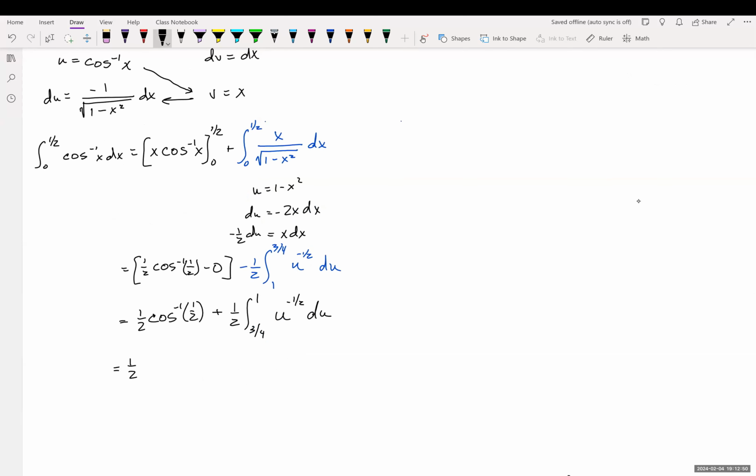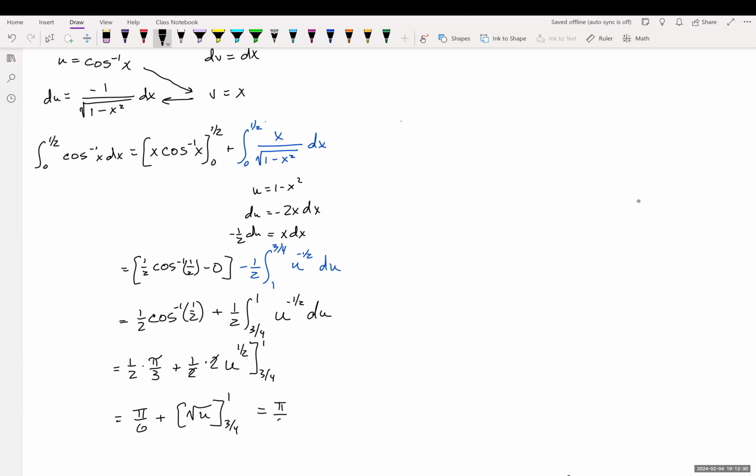So we have 1/2 cosine inverse of 1/2 is pi over 3. And then we have 1/2. We're adding 1 to our exponent there to get a 1/2 here, and I think we need a 2 to balance that out. As usual, take a derivative of this, make sure it takes you back to there. And we're plugging in 3/4 and 1. So now we have pi over 6 plus u to the 1/2, right? The square root of u, because the 2's cancel, 3/4 and 1.